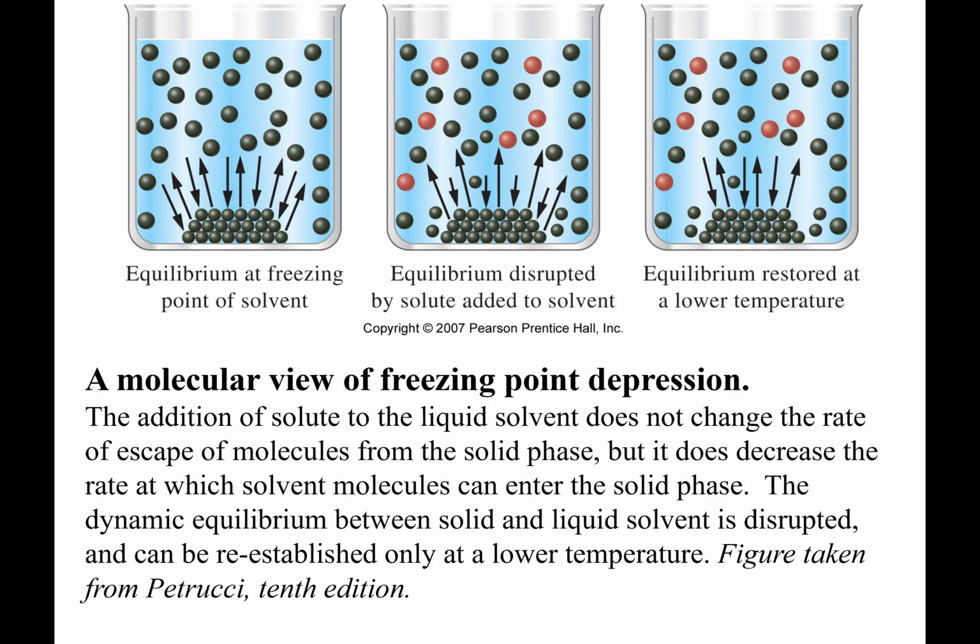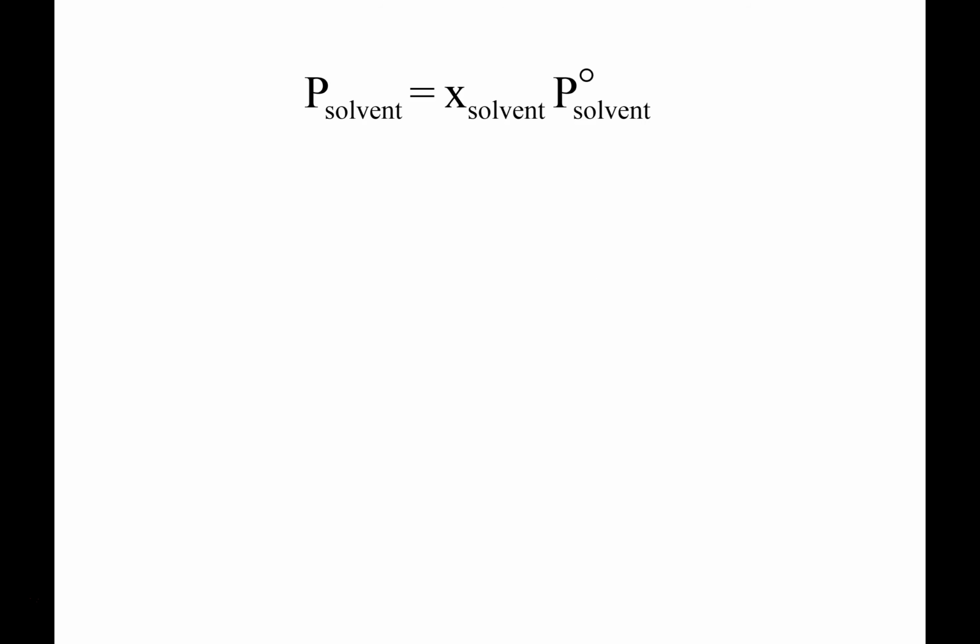It's not as obvious to me as the boiling point elevation. So this was one form of Raoult's law, where the equilibrium vapor pressure of the solvent, when it's got its solute added to it, is equal to the mole fraction of the solvent times the equilibrium vapor pressure of the solvent if it was pure. We're going to develop another form of this.